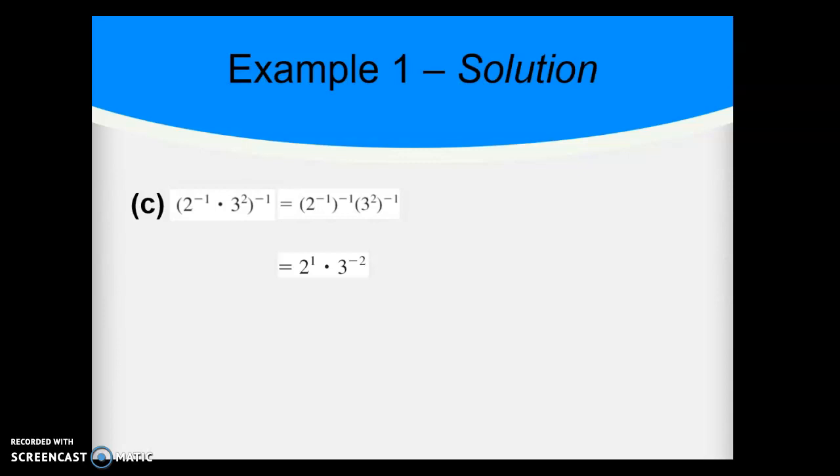The 2 stays where it is. It's on top. That's 2 over 1. The 3 is also on top, but it has to flip because it has a negative exponent. So it will become a 3 to the positive 2 power on the bottom. Well, 2 to the 1 is 2, and 3 to the 2 is 9, so finally we end up with the fraction 2 over 9.